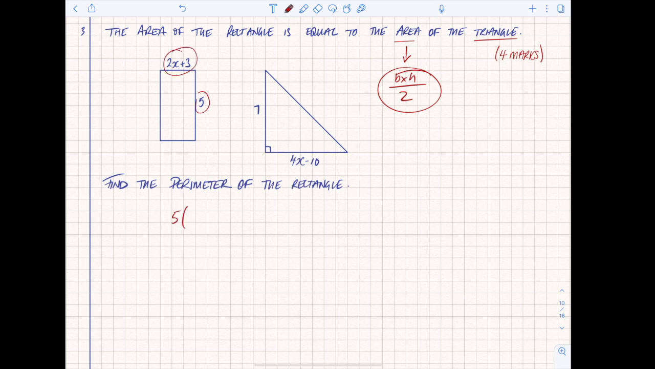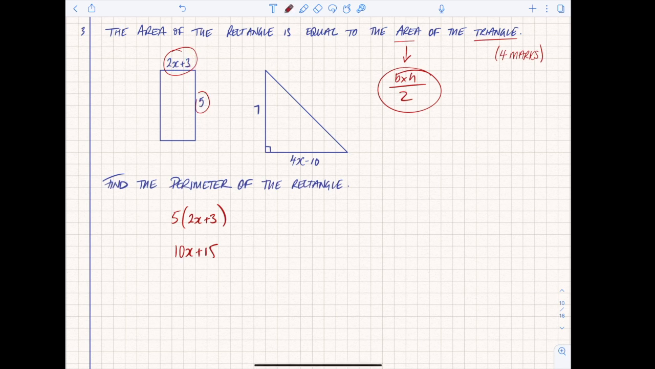So 5 multiplied by 2x plus 3 ends up giving me 10x plus 15. So that's your first thing to do. You think all I'm doing is finding the area of a rectangle, so just multiply the two sides together. Just remember it's that times that and that times that.